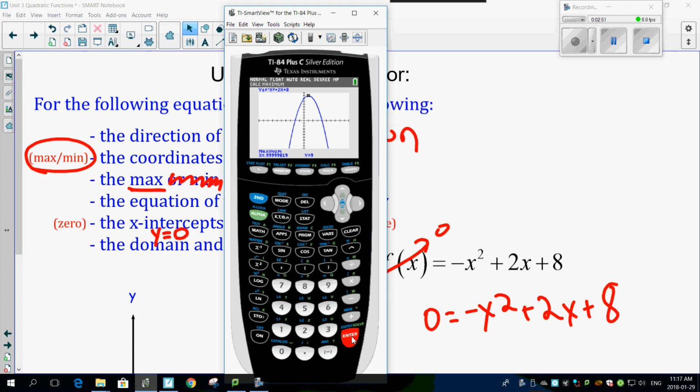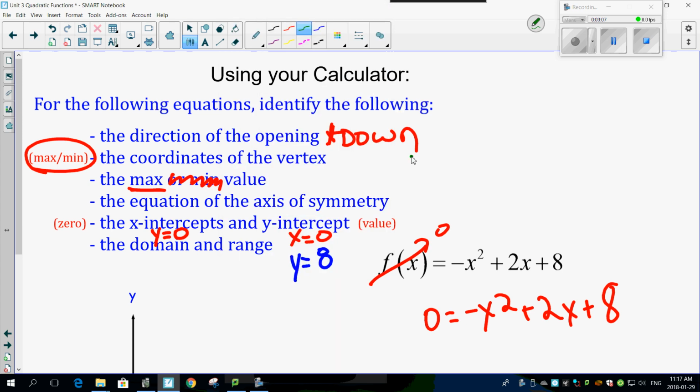Well, wait a second. That's a problem with this calculator. It has an issue sometimes with exact numbers. But if you think about it, 0.999999999 is actually very close to 1. So this vertex is 1, 9. Let's put it in there. Look at all the wonderful things this now answers for us. The max value, oh, simple. The max value is 9. The equation of the axis of symmetry is x equals 1.